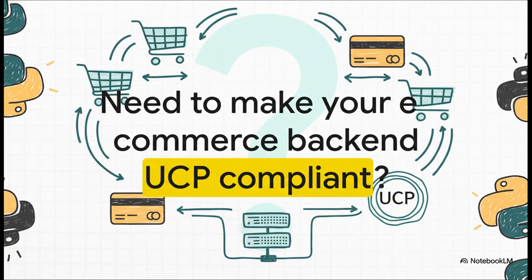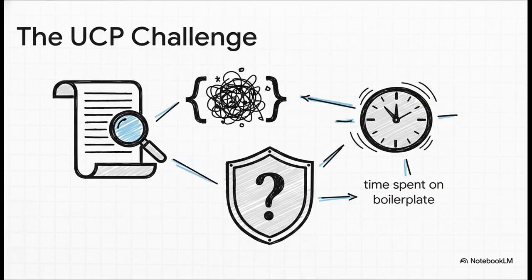So let's just start with the main question. If you're a Python developer and you're building a custom or headless e-commerce system, you're probably hearing more and more about this thing called the Universal Checkout Protocol, or UCP. And yeah, getting compliant with it can feel like a pretty big hurdle. You know the drill with any new spec, right? It's all this manual work.